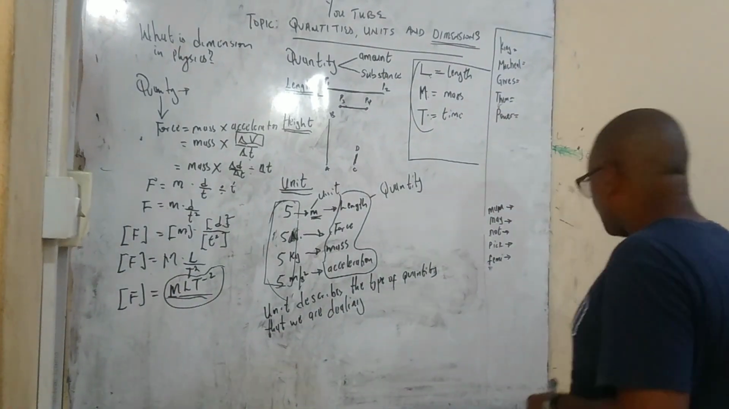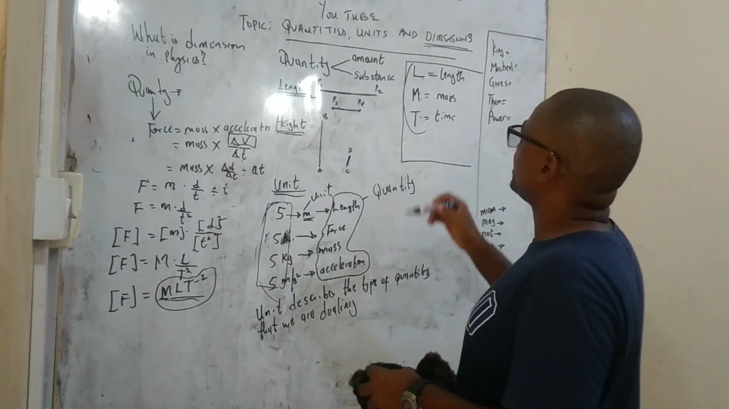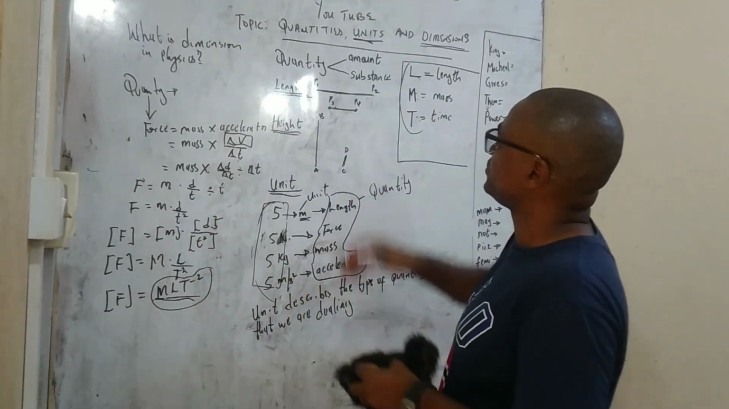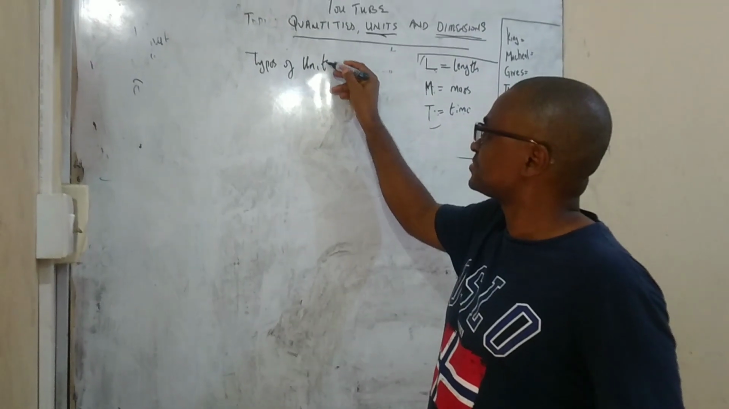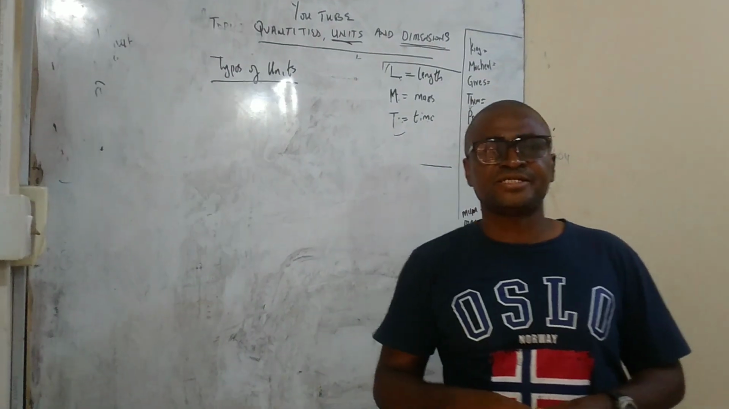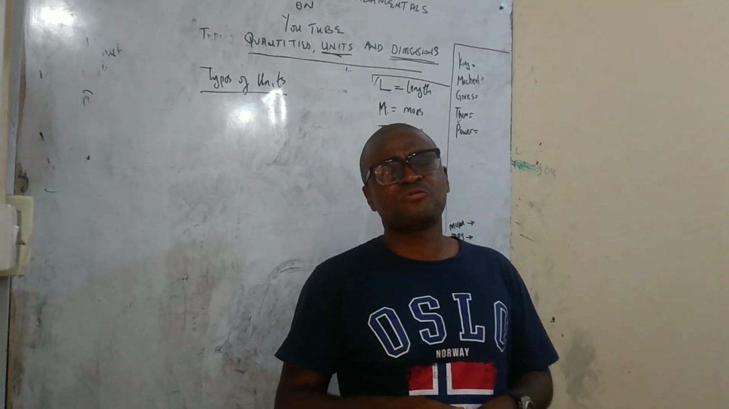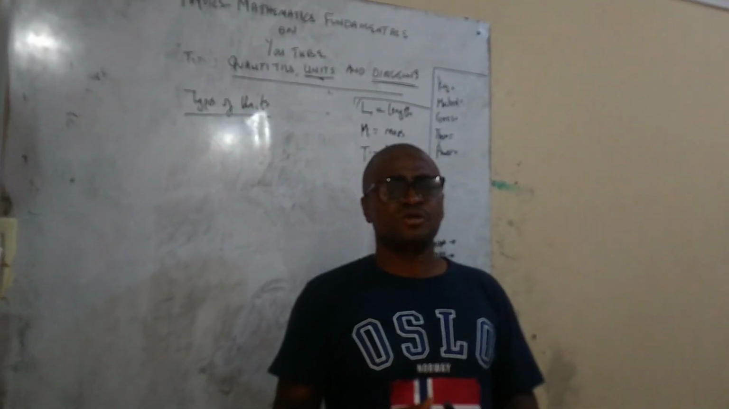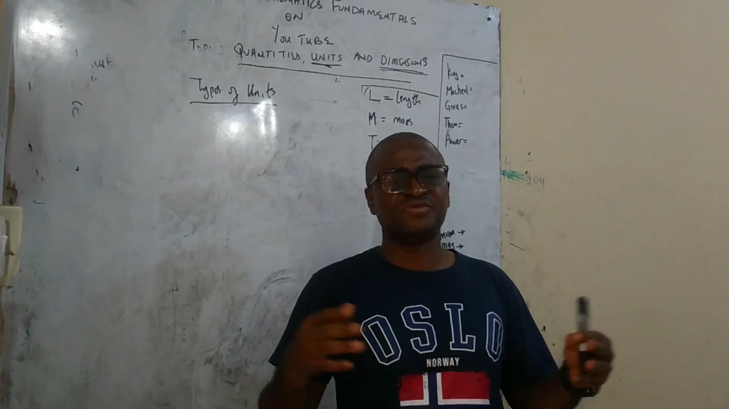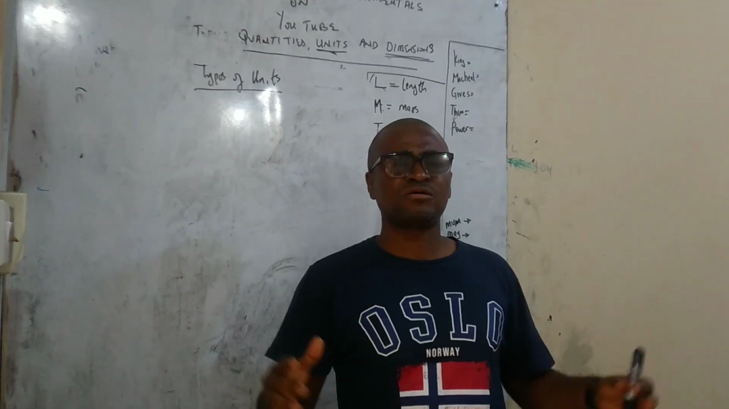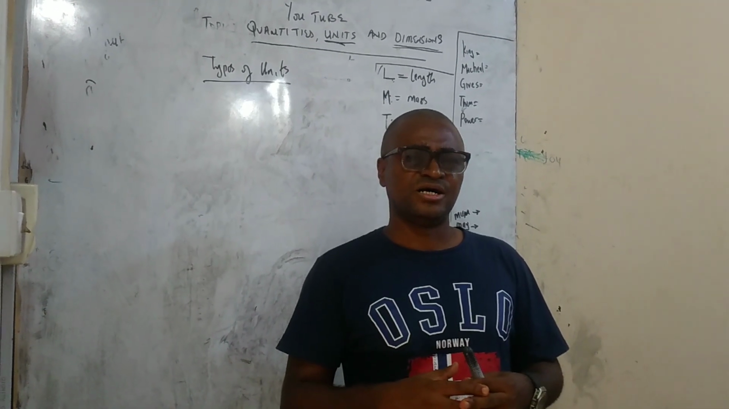Now, this brings us to another aspect of our topic, and this topic is the types of units. You see, like I said, units give an idea of the quantity we are talking about. At times, when we have a very large quantity, we need to associate that large quantity with a multiple of its respective units. If you have a very small quantity, we have to associate it with the respective small units.